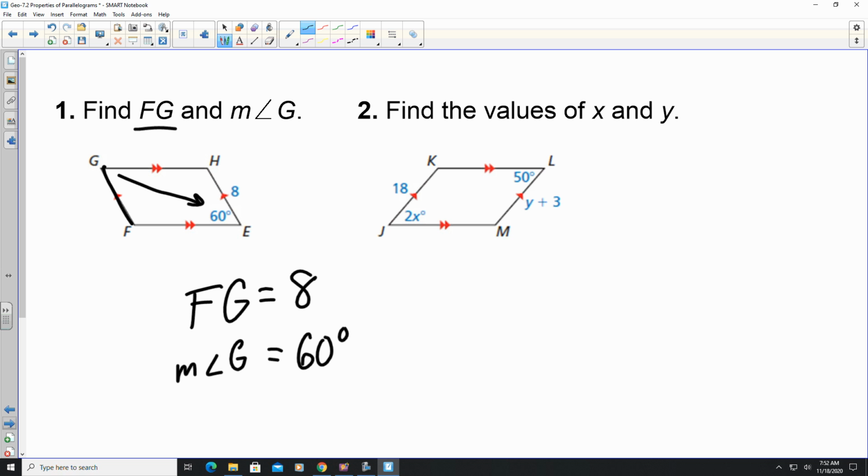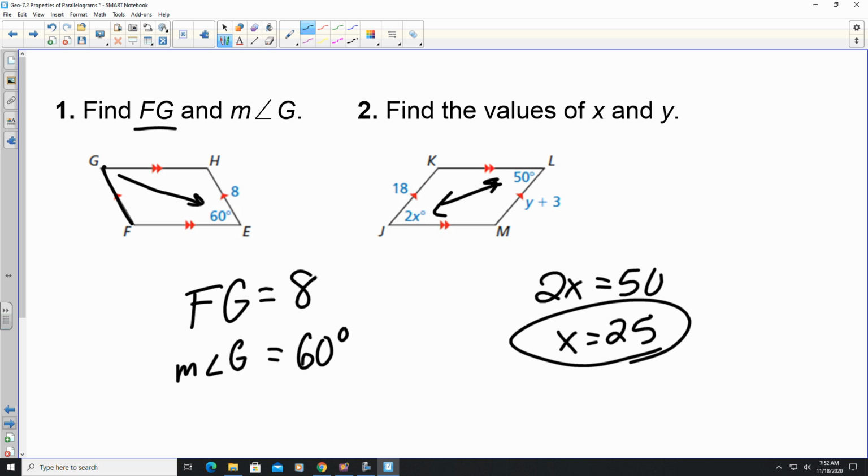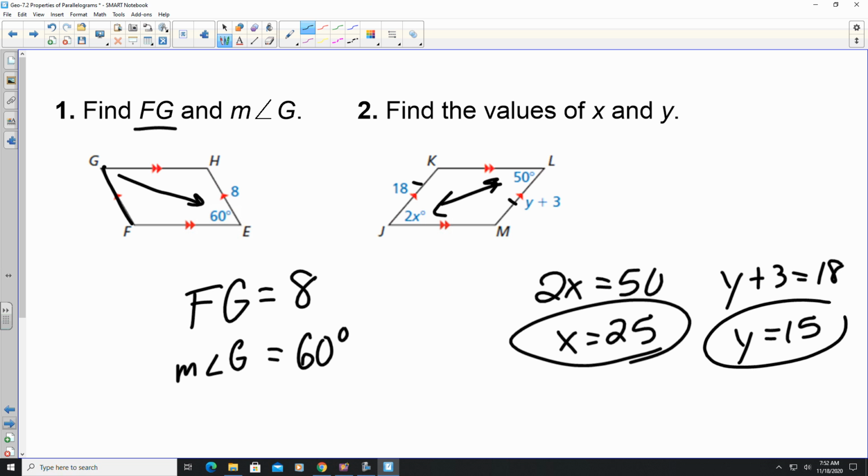Looking at number 2, looking at x, these two are opposites, so I can say that 2x is equal to 50. That means x is going to be equal to 50 divided by 2, which is 25. Looking for y, I know that these two line segments are the same. That means y plus 3 is equal to 18. y would then be equal to 15.